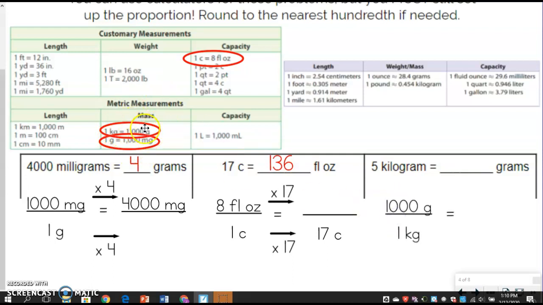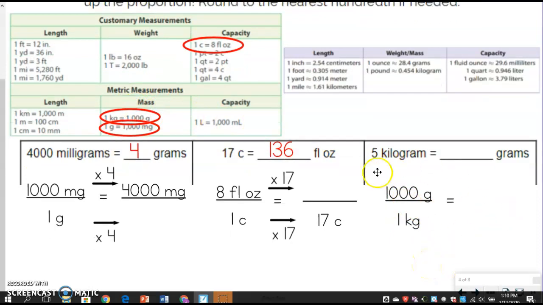We're just taking that from the chart and putting it in our proportion. And then we know 5 kilograms. Well, that's going to go on the bottom because kilograms is on the bottom here. So we're trying to get to 5 kilograms. And I know to get from 1 to 5, we do times 5. And if you do it to the bottom, we do it to the top. Now, if you need to use your calculator, feel free. But this one, we should know that 1,000 times 5 is just going to be 5,000. So it'll be 5,000 grams.